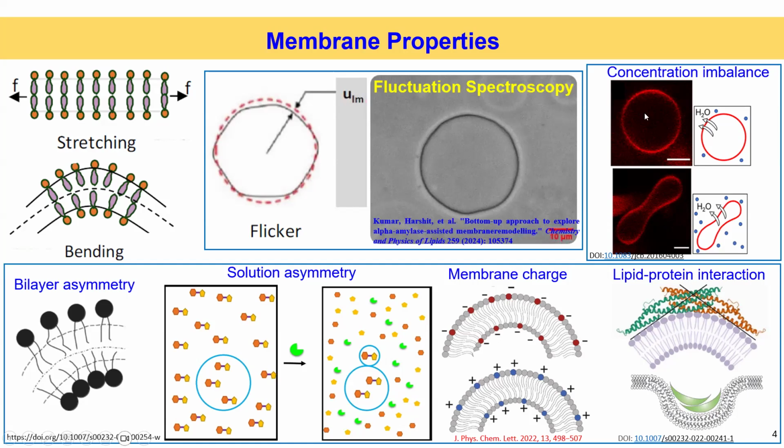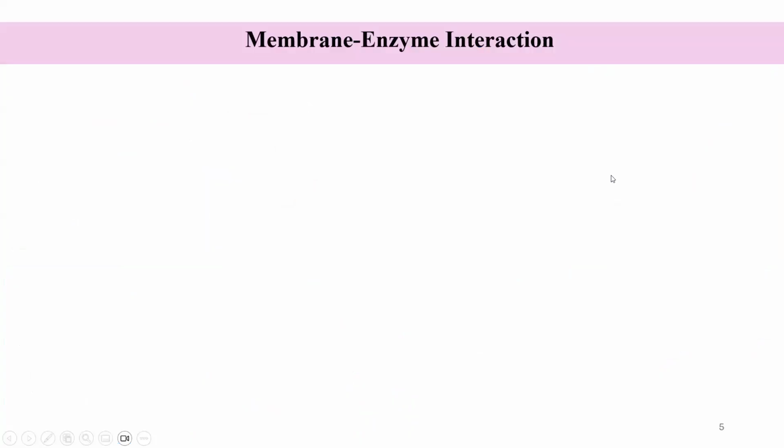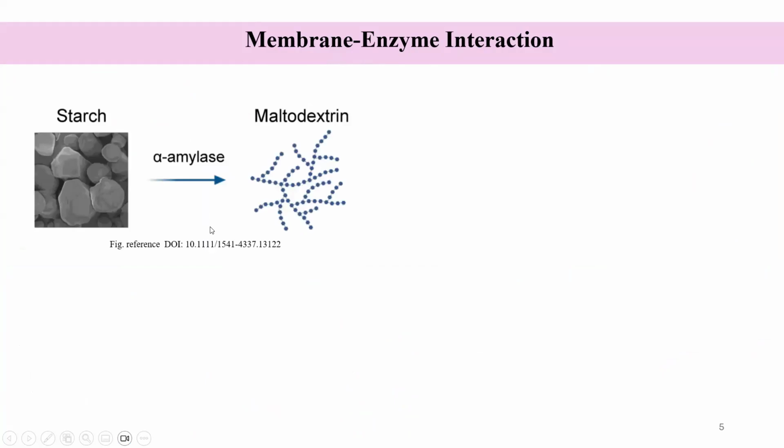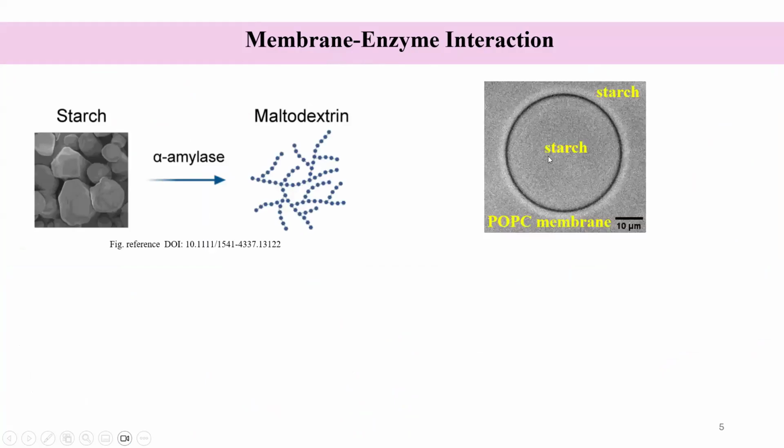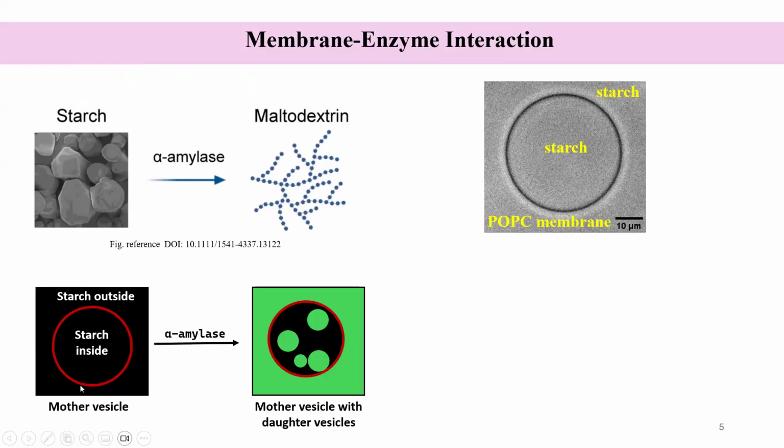So these are the basic membrane properties which I study. And also this one is membrane-enzyme interaction. Basically, my system is a POPC membrane prepared in starch solution, because we know that starch is a polymer and alpha amylase is the enzyme which hydrolyzes starch into different smaller sugars. So this is my system.